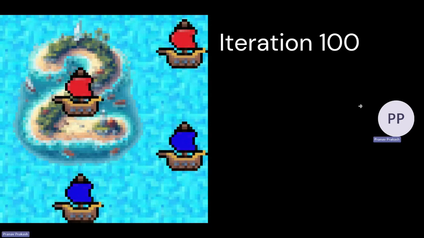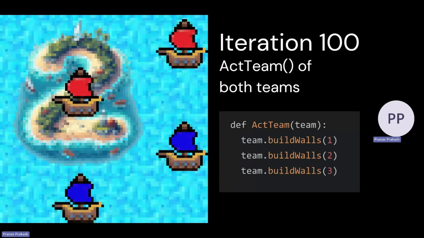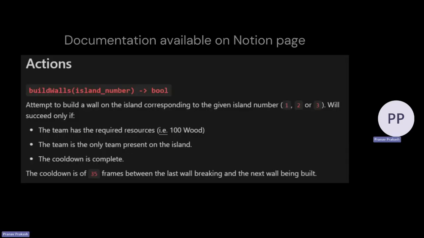The first thing that happens in a game iteration is that the act team function of both the red team and the blue team is run. If we look at the act team function of both teams, we'll see that both teams attempt to build walls on islands 1, 2, and 3. In our current example, we don't really care about islands 1 and 3, but we do have island 2. If we look at the documentation of the build walls function, we'll see that it only attempts to build a wall on the island corresponding to the argument it is given.